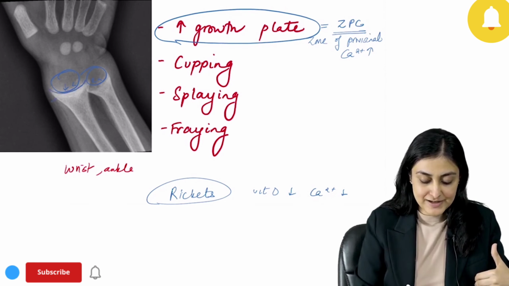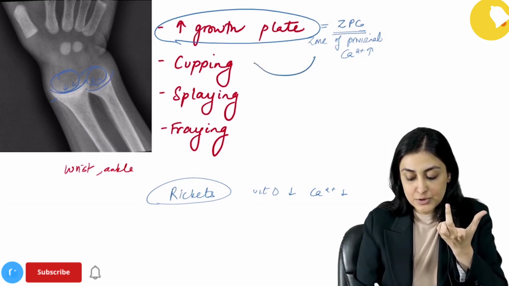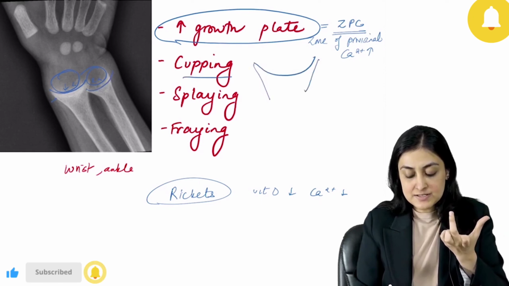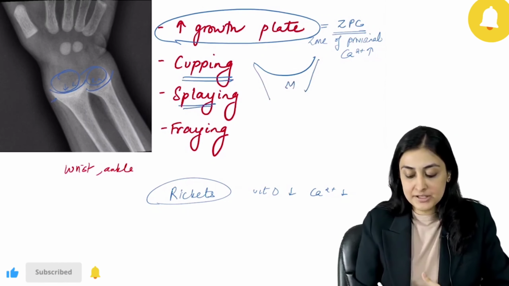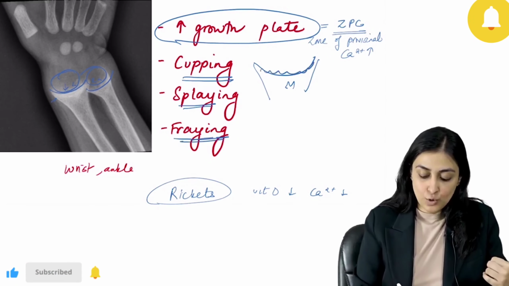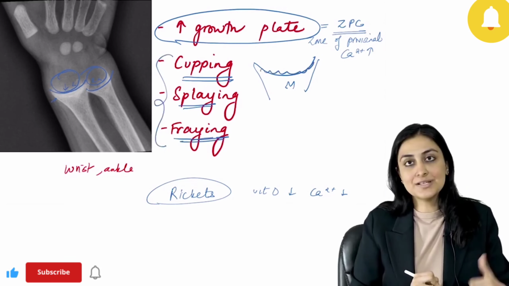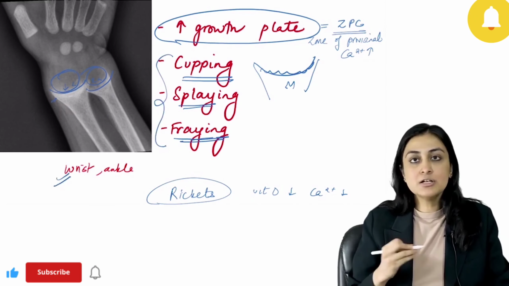Can you see this metaphysis, which has become very splayed? It has given this sort of a cup here because of the splaying. So this is the finding that we'll see at the metaphysis, where it becomes splayed, it becomes cupped, and there will be this irregularity which is called fraying. All of these are signs of rickets on an X-ray. Most of the time we'll appreciate it on the wrist or the ankle joint.